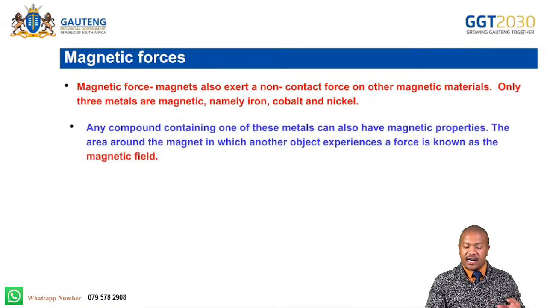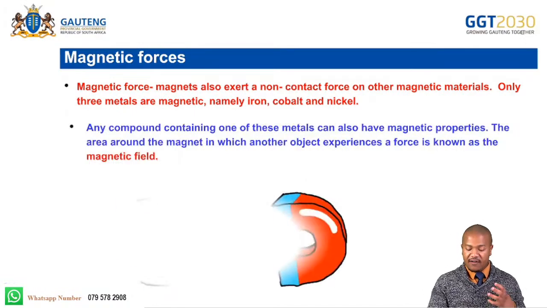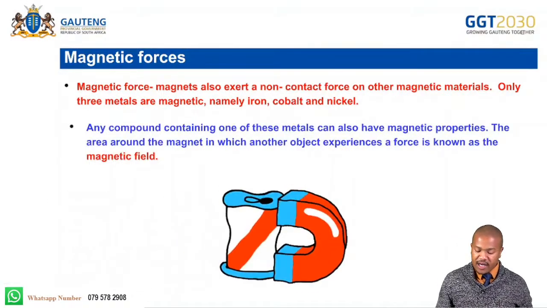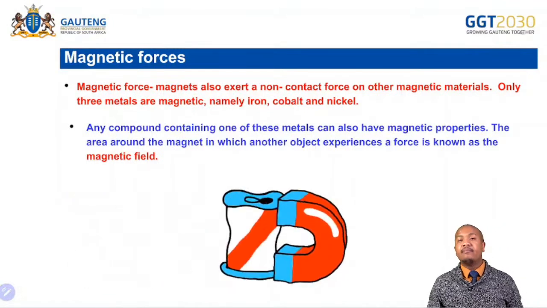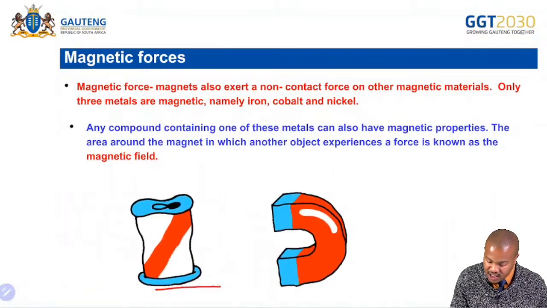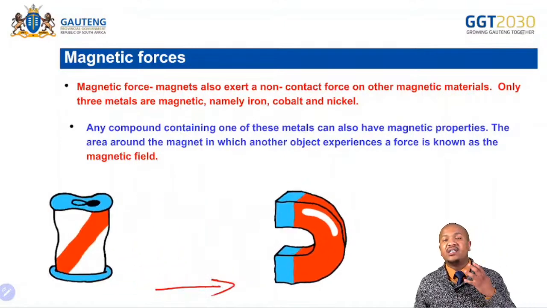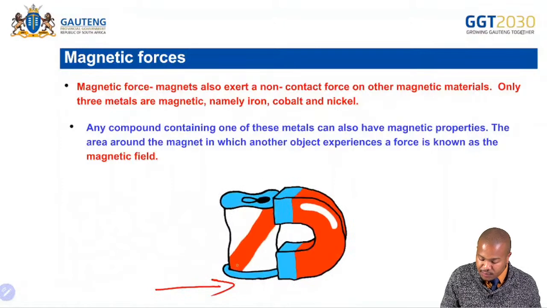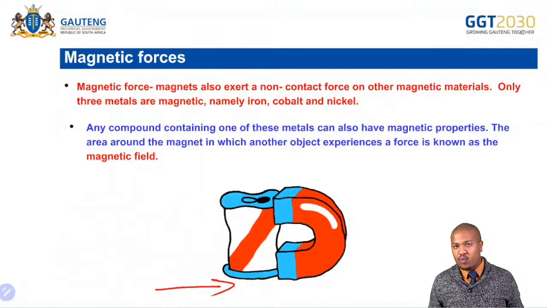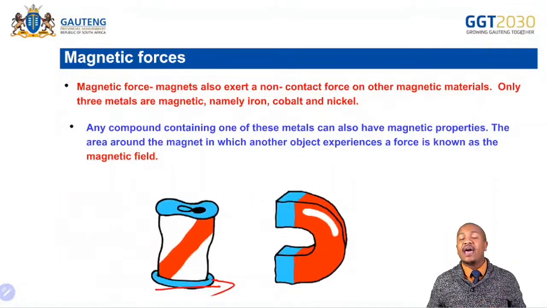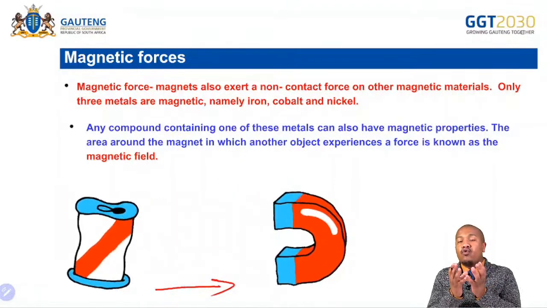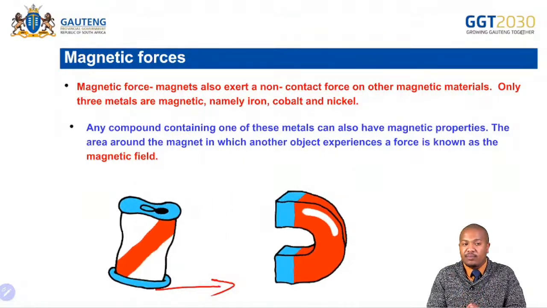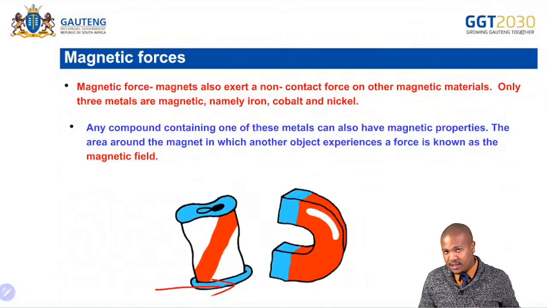The area around the magnet in which other objects experience a force is known as a magnetic field, right? Looking at this example here, we have a magnet pulling what? A tin closer to it from a distance. This is because the tin is magnetic as well. So the force is able to act and the magnet is able to pull the other object closer to it because of its properties.